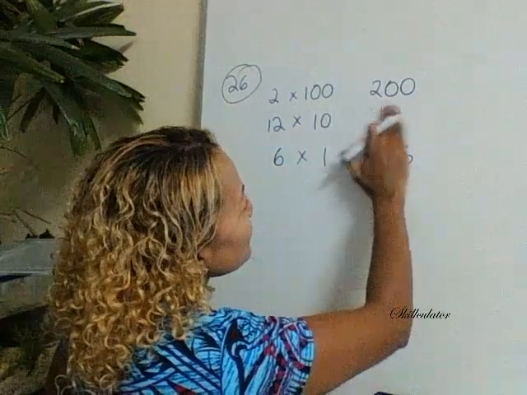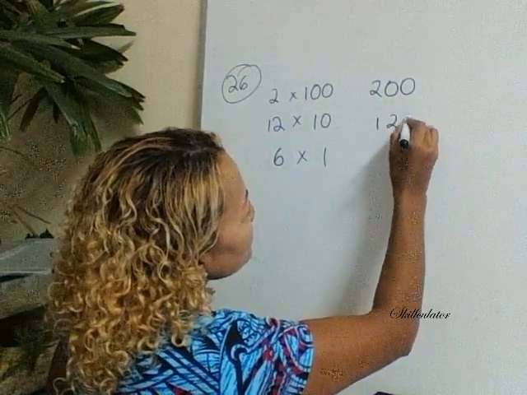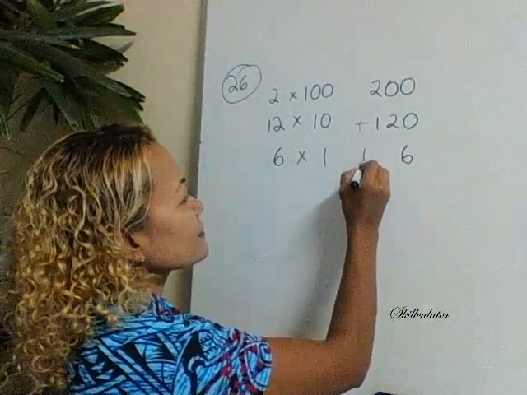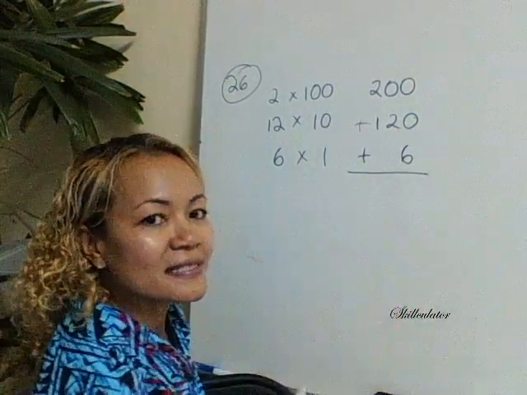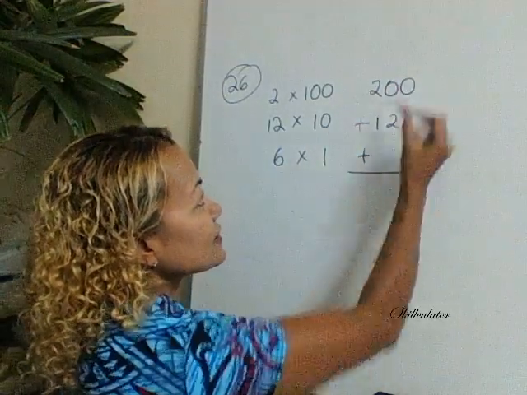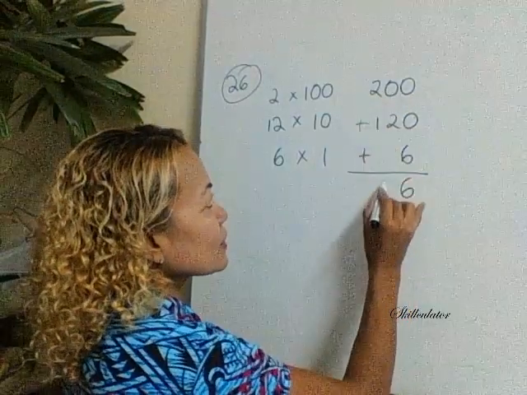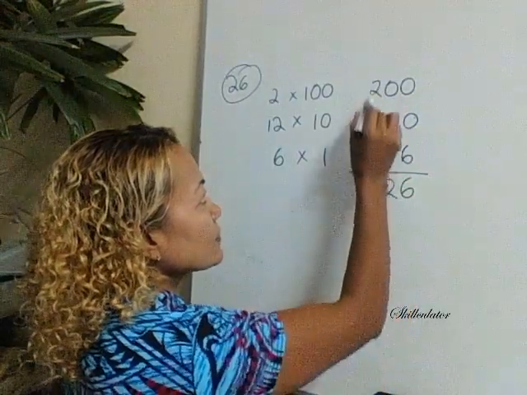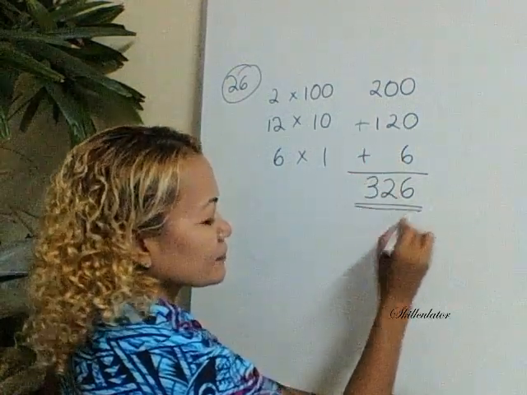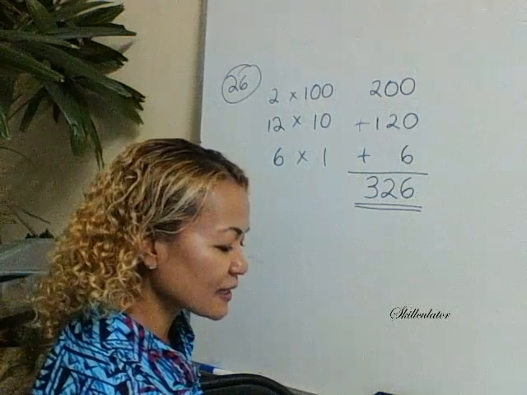Maybe I should align these so that they're in their columns. Right. All it is asking us for is the sum of these numbers. 6, 2, 3. 326. Let's read the question again.